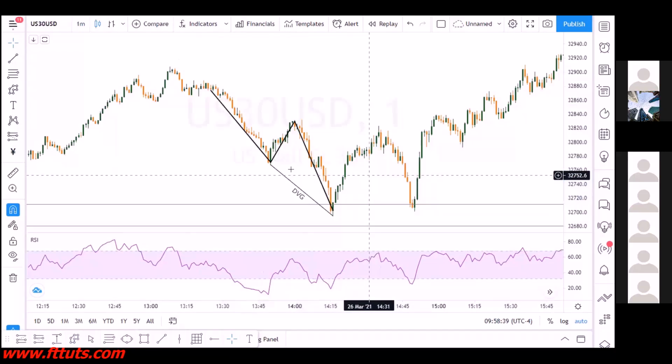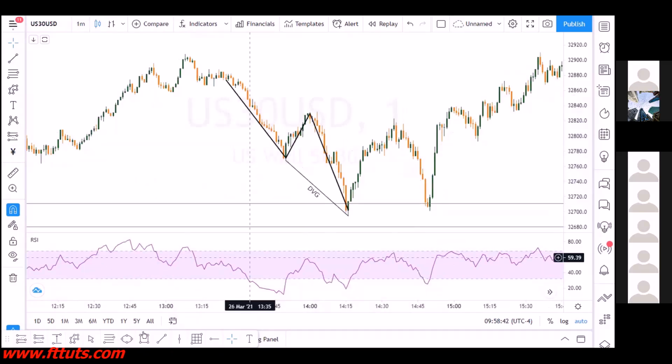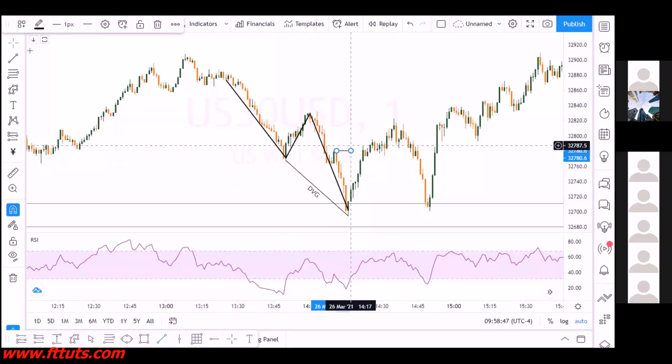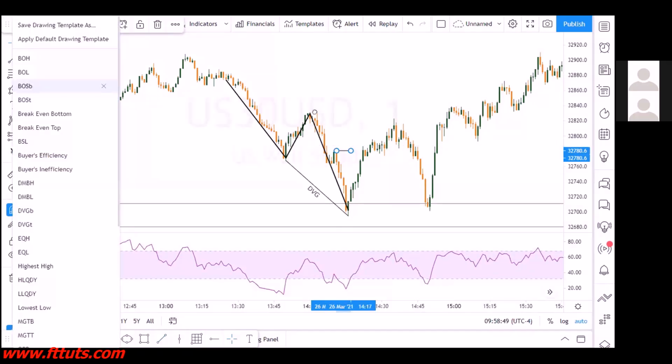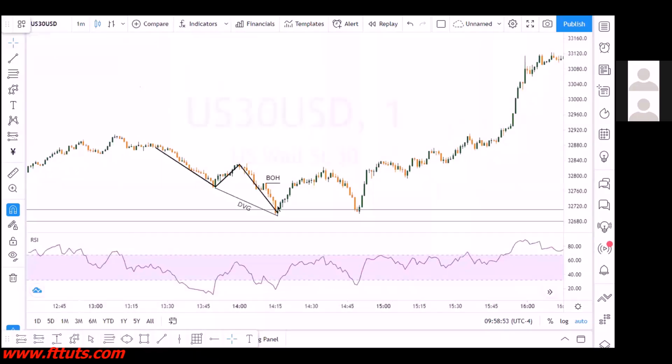So we had the divergence right here, followed by a break of market structure. There was a minor structure, which wasn't that clear, but this is a structure here, a break of high. We had a break of high in price right here. Then we got entries down below in this bullish order block. So this is your entry right here.